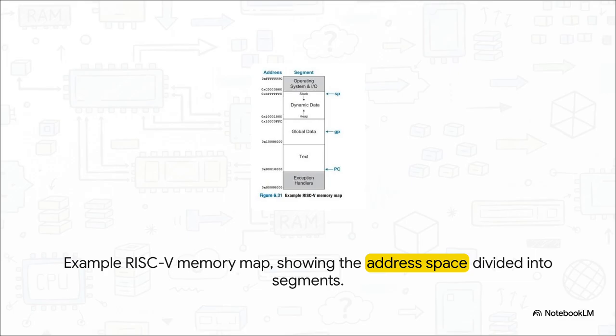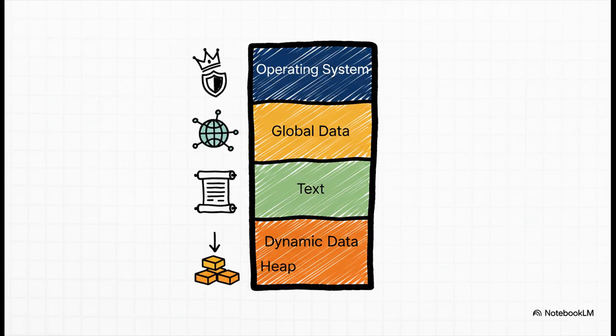And here it is. This is what that master plan actually looks like. This is an example from what's called a RISC-V processor, and you can see it right there. The entire memory space is carved up into these neat, labeled blocks. This is that organizational genius we're talking about. So our city map is divided into these key districts, or segments. You can see we've got areas for text, for global data, for dynamic data, and that's where you find the stack and the heap, plus dedicated zones for the operating system and your input/output devices. Each one has a very specific job to do.